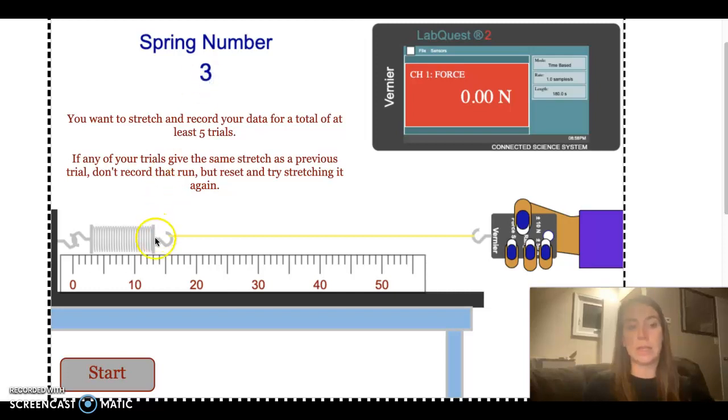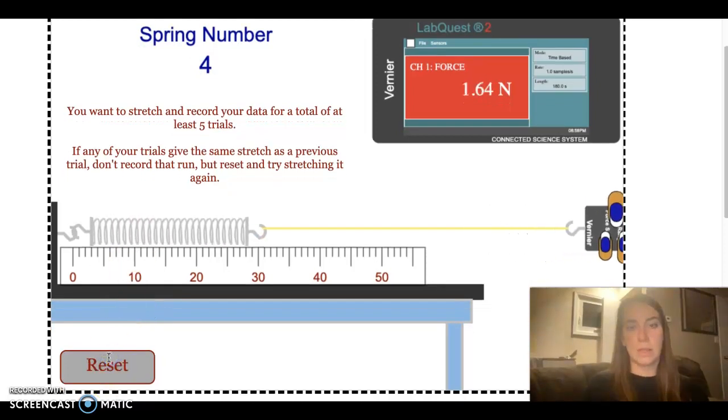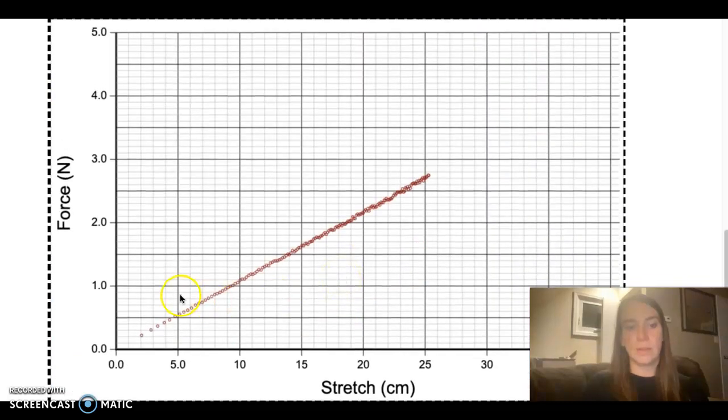Now notice when I click this, the actual spring picture here is changing. So if I do spring 4, stretch it out, and we scroll down to look at the graph, remember we were looking at 1 Newton was out at like 32 centimeters? This graph, whoa, so different. 1 Newton is about 10 centimeters. So this has a much higher slope line.